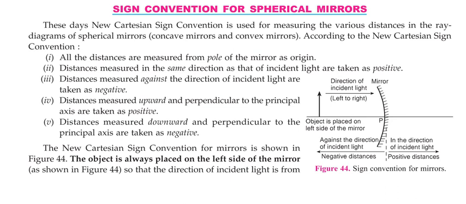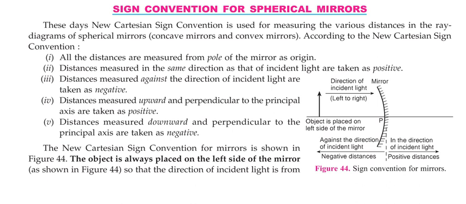Here we are going to deploy one convention called the new Cartesian sign convention. It is used for measuring various distances in the ray diagrams of spherical mirrors. We need to follow some rules and regulations in this, so I want you to understand those rules. There are 5 rules, and there is figure 44.